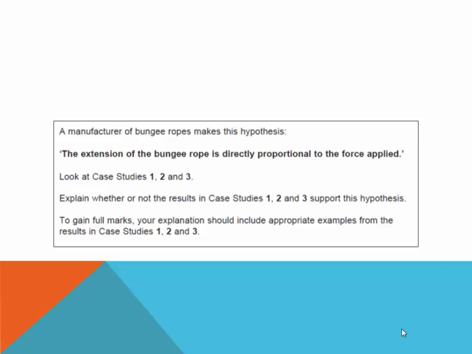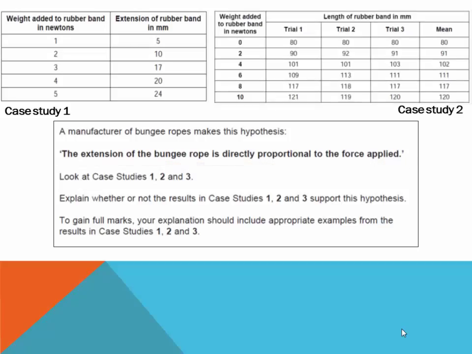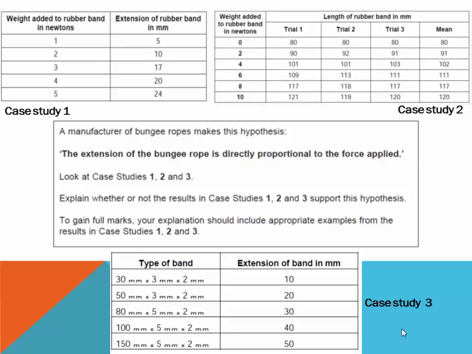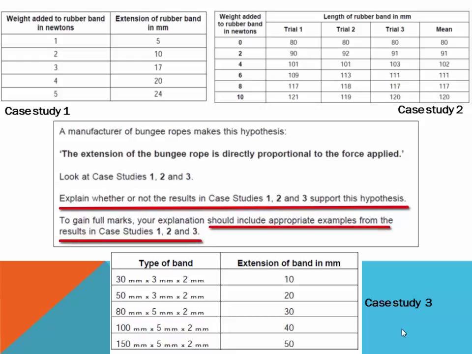Here's an example question. You can see that you're given a hypothesis and asked to refer to case studies 1, 2 and 3. Let's look at them. Here is case study 1, case study 2 and case study 3. The question asks, explain whether or not the results in each of those case studies supports the hypothesis.